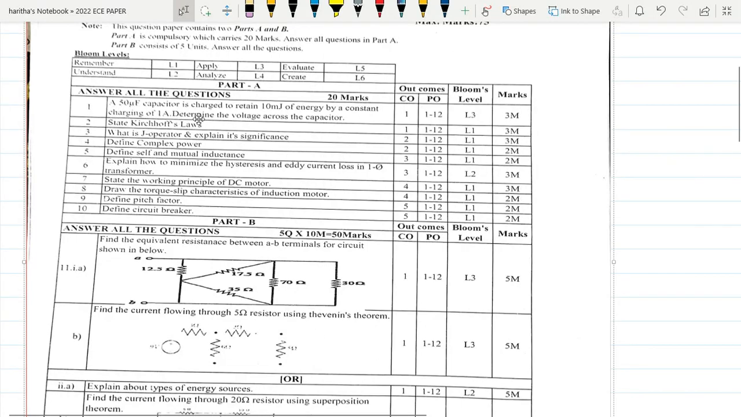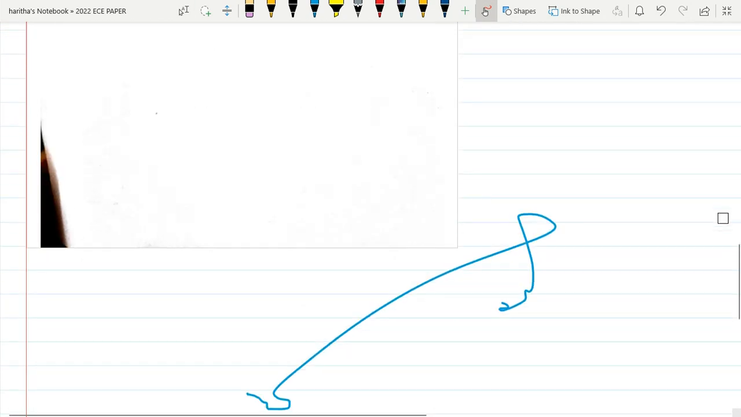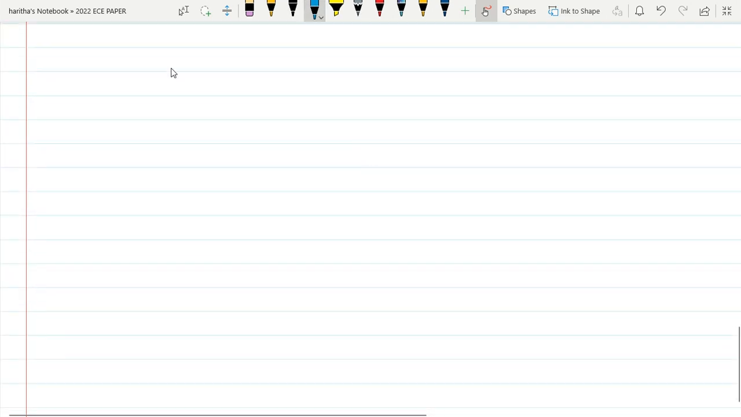A 50 microfarad capacitor is charged to retain 10 millijoules of energy by a constant charging current of 1 ampere. Determine the voltage across the capacitor. So this is what we have to find out. So first, write down the given data.